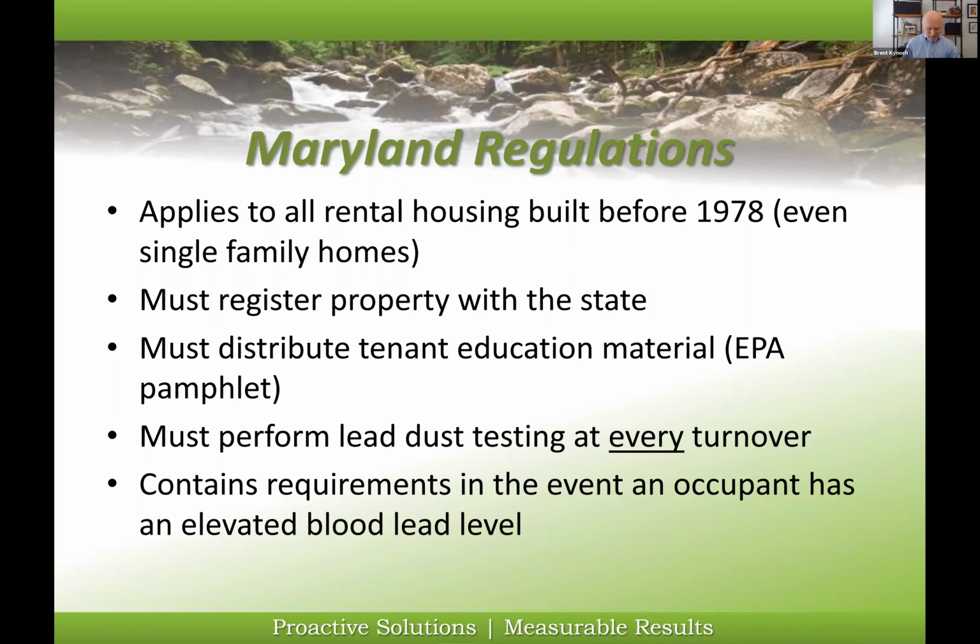In Maryland, we've got specific requirements for rental housing as well. The Maryland regulations apply to all rental housing built before 1978, and even apply to single family homes. Really important here: not just multifamily, but also single family homes.